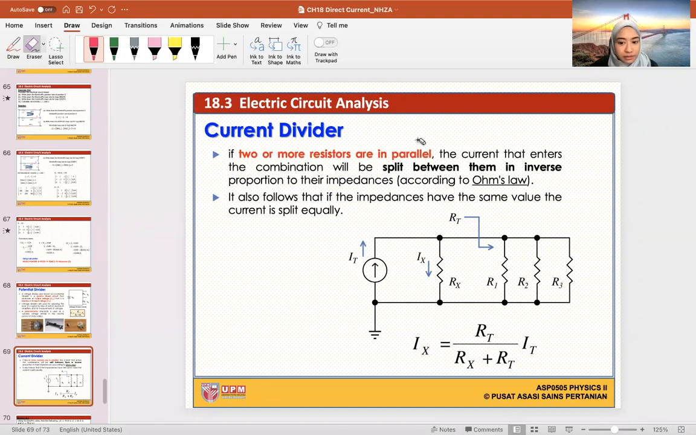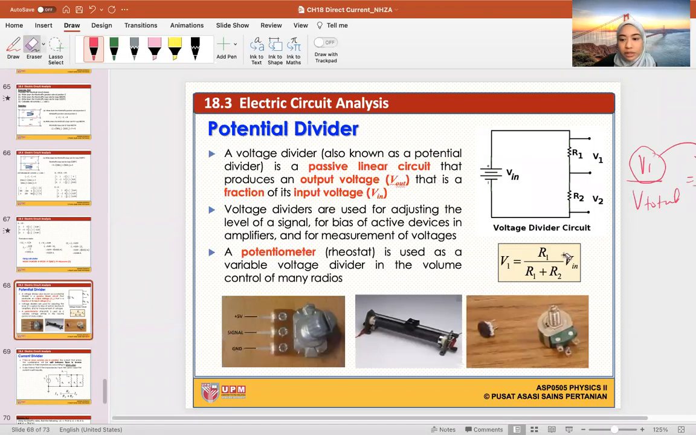Okay, so you have the current divider. So if you want to know what is the current through Rx, what you need to do is not like the voltage divider. The voltage divider, we talked about a ratio, right? We are referring to the same place. So if I want to find V1, I will need to input R1.